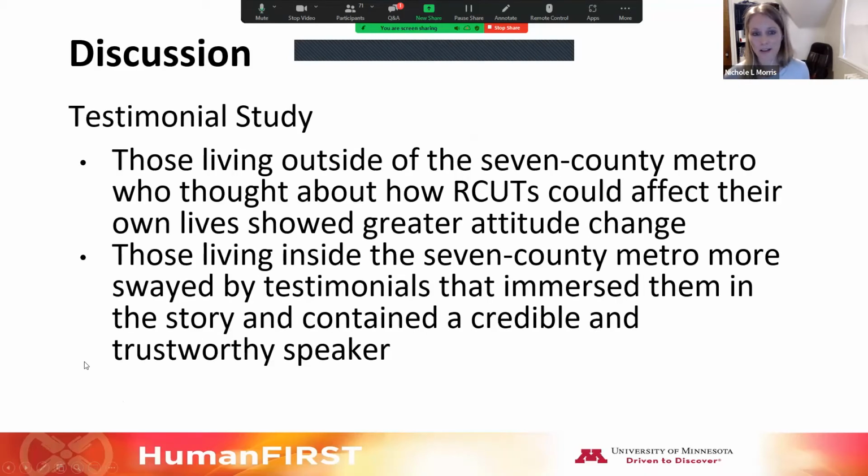Now for the testimonials, we also saw some urbanicity trends. People living outside of the seven-county metro were most receptive to the types of testimonials that helped them see how RCUTs would affect their own lives. Getting people to see how it's going to change their own commute or their own safety is really good. And that video from James Irwin was really effective in that way. James Irwin kind of ticked the box on a number of things because, one, he's a business owner.